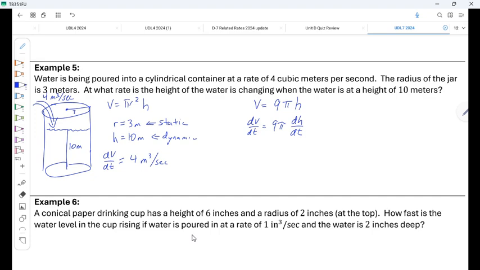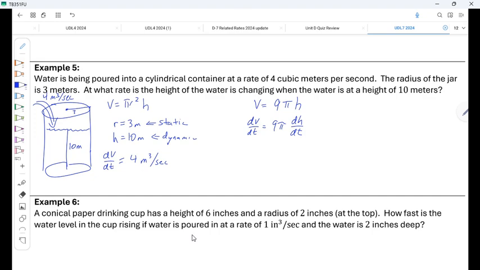Does the rate of the volume changing depend on the height? No. No matter at what height you are in a cylinder, the cylinder looks exactly the same no matter where you are in the height. So the fact that I asked when the water is at a height of 10 meters isn't going to affect this problem. We're never going to need to plug 10 into this.